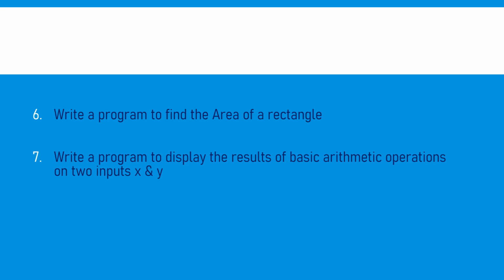Work out two programming questions as exercises. Question number 6: write a program to find the area of a rectangle. Write a program to display the results of basic arithmetic operators on two inputs x and y. Both the programs can be worked out in a similar fashion.